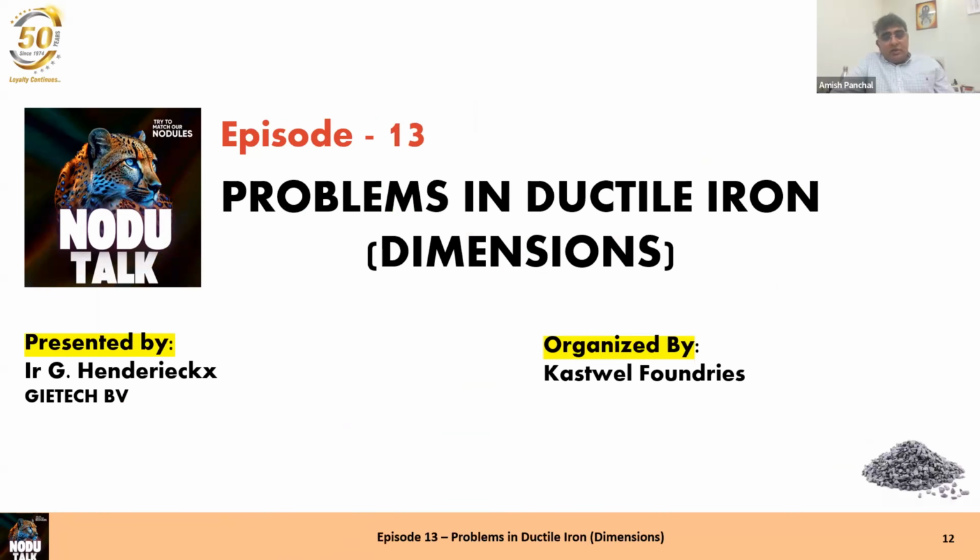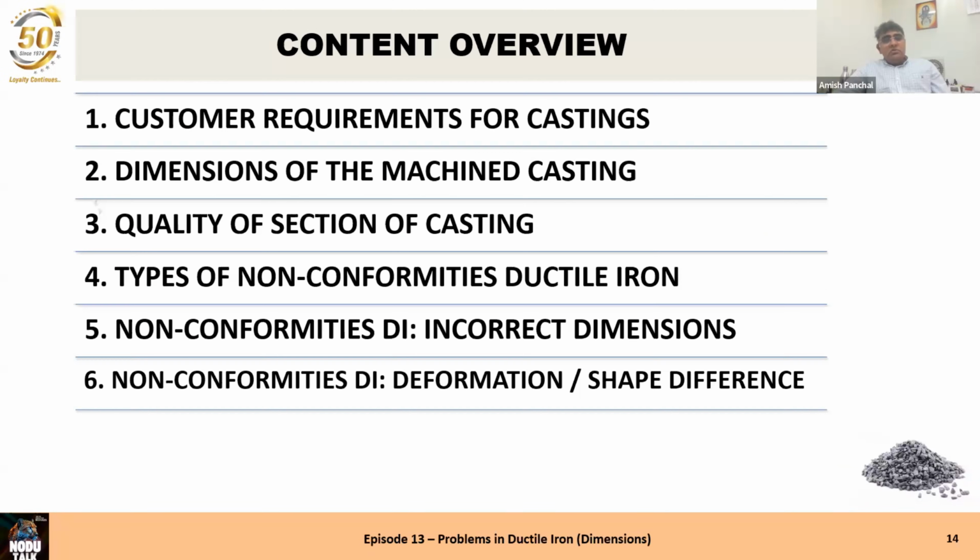And in this episode, we are going to cover problems related to dimensions of the casting, to cover the customer's requirement for castings, dimension of the machine castings, quality of the section of the castings, type of non-conformities, and non-conformities related to incorrect dimension, deformation, and shape difference.